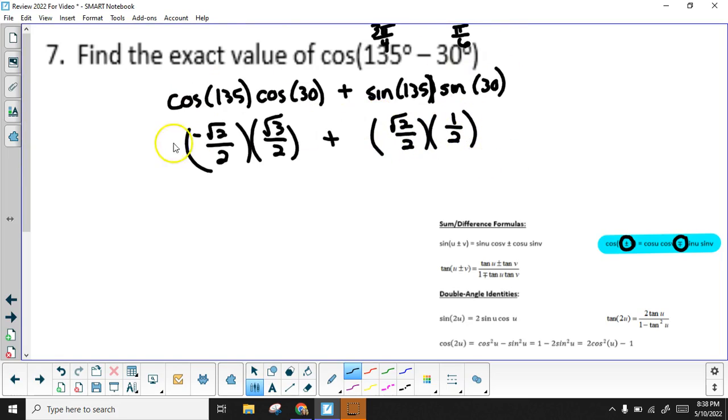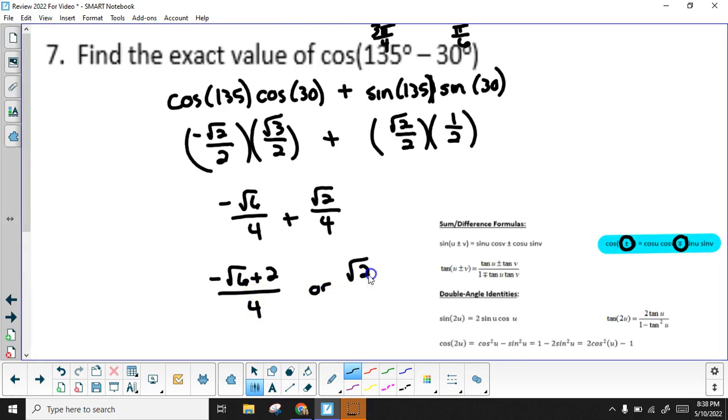So we've expanded, and then we've used the unit circle, and now we just do our algebra. Negative root 2 times root 3 is going to give us negative root 6, and our denominator is 4, plus root 2 times 1 is just root 2 over 4. So when we combine these together, because they have the same denominator, it's negative root 6 plus root 2 over 4. Or, if you preferred, you could write this as root 2 minus root 6 over 4, as long as we make sure that we have the positives and the negatives in the right place.